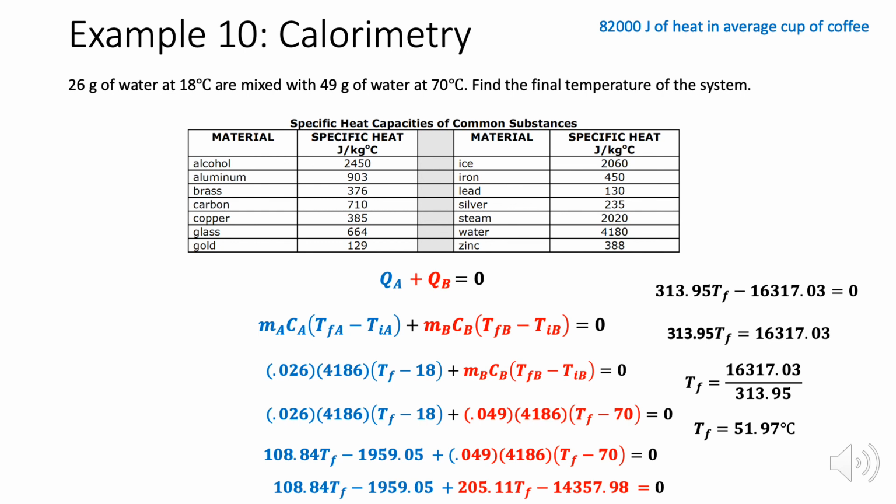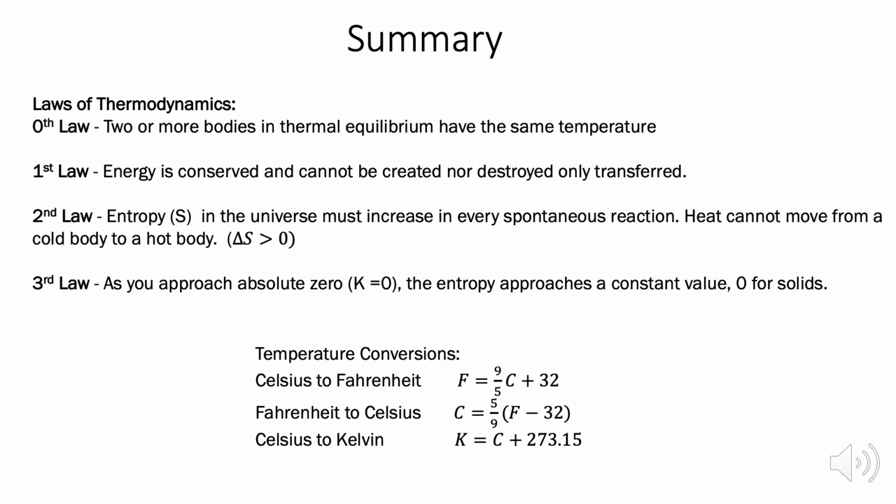We started off today learning about the laws of thermodynamics. There are 4 of them: the 0th law, the 1st law, the 2nd law, and the 3rd law. Don't ask me why it starts with the 0th law, but scientists decided to do that. The 0th law said that things in thermal equilibrium have the same temperature. The 1st law said that energy is conserved and cannot be created nor destroyed, only transferred.